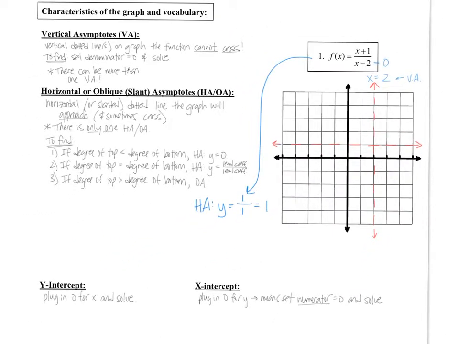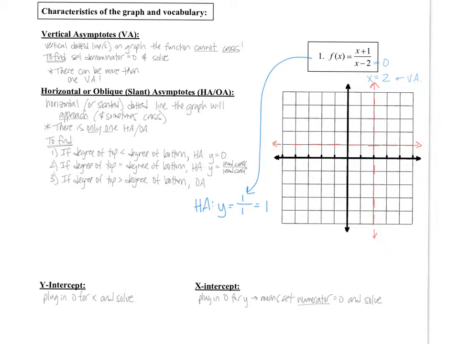Notice what I wrote for number 3: if the degree on the top is greater than the degree on the bottom, which is not this case, that is your oblique asymptote, OA, or slant asymptote, and we will talk about that in a couple days. All the ones we're going to do for the first couple days are case number 1 or case number 2. So far I haven't done anything for my graph.